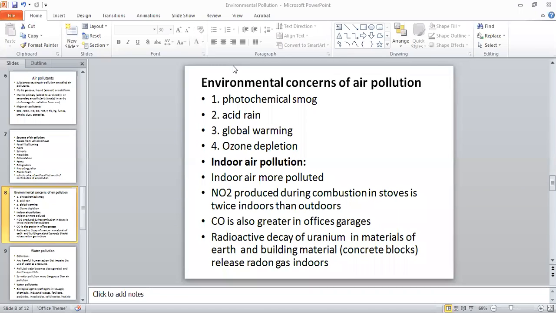Now the fourth environmental concern is ozone shield destruction. As I was telling you, ozone is a blessing when it is present in the stratosphere, and that is about 15 to 13 kilometer above the earth's surface. When it is present over there, it will be serving as a shield, as a protectant against the UV radiations of the sun. ठीक है ना?